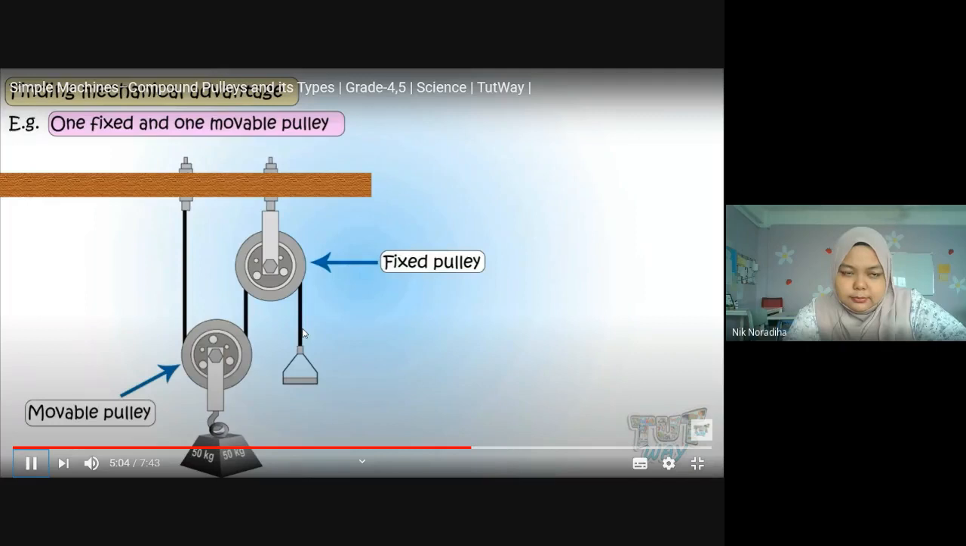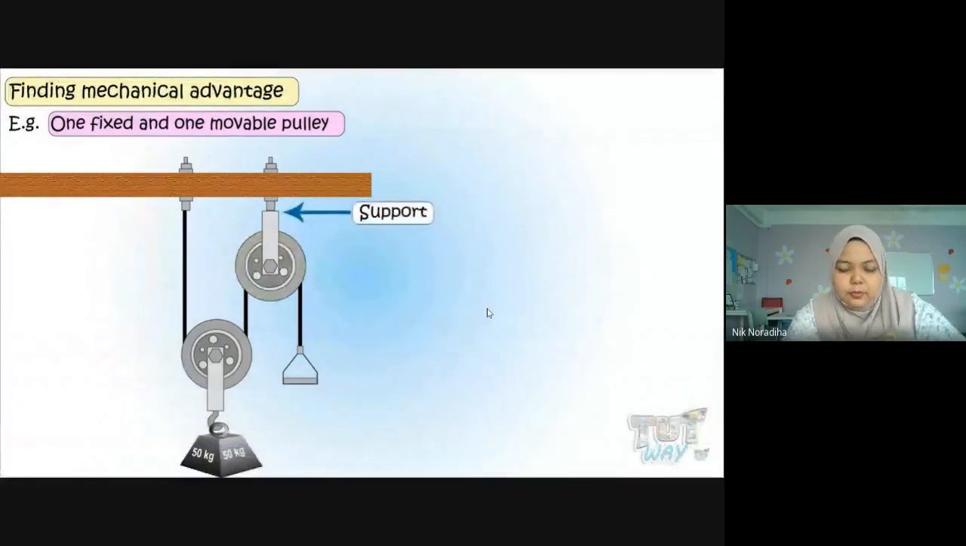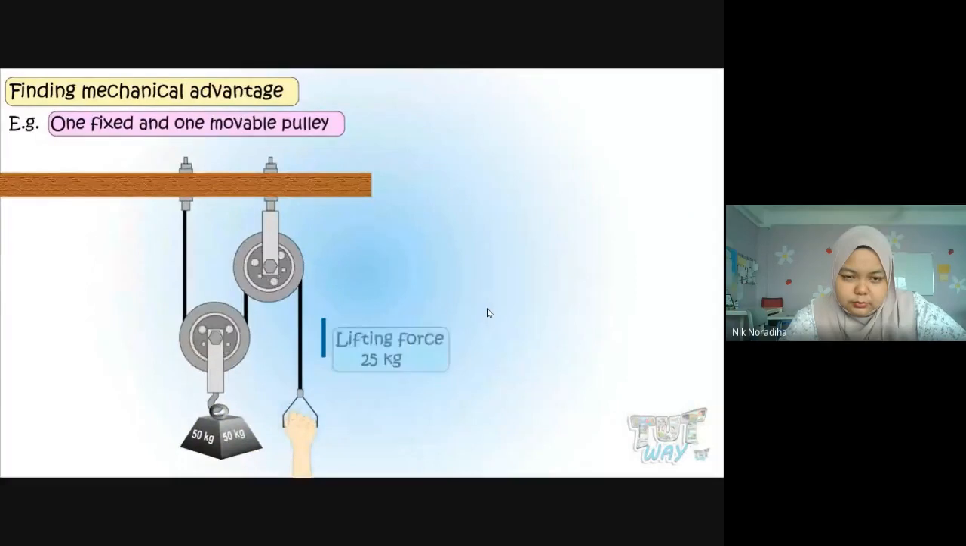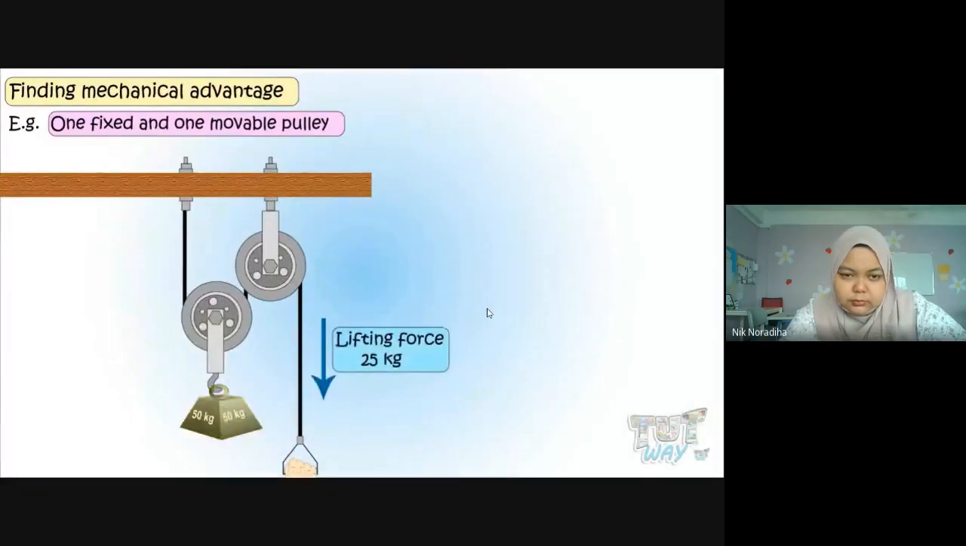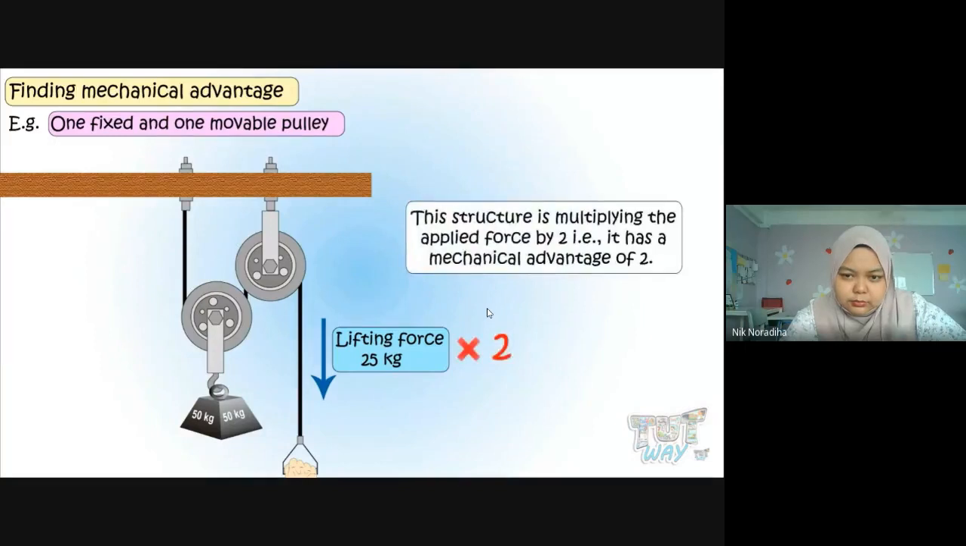Here, one of the pulleys is attached or fixed to some support, and one pulley is attached to the load. In this case, it takes 25 kg effort to lift 50 kg weight. So this means the structure is multiplying the applied force by 2. That is, it has mechanical advantage of 2.